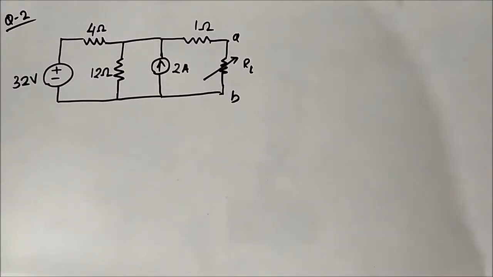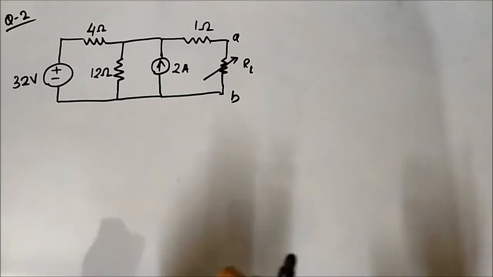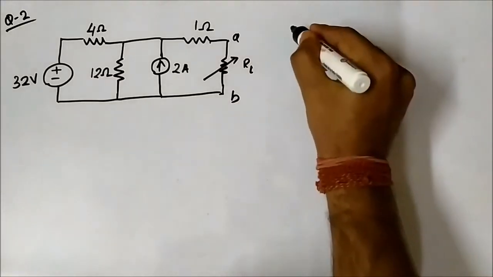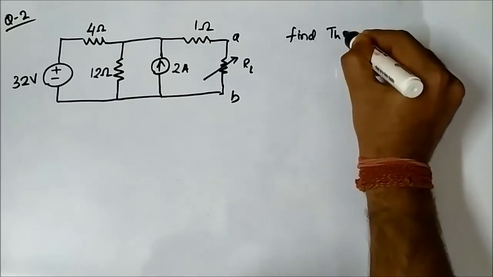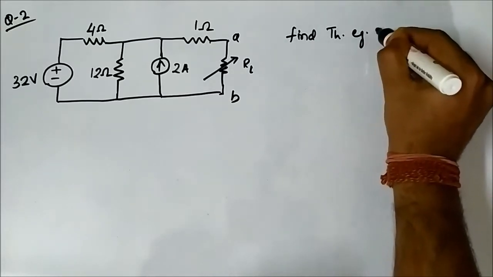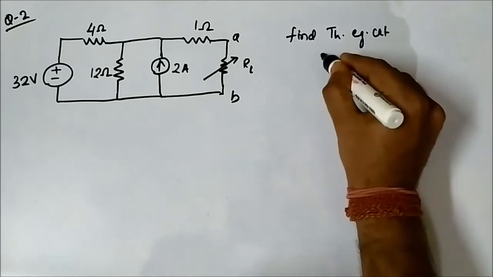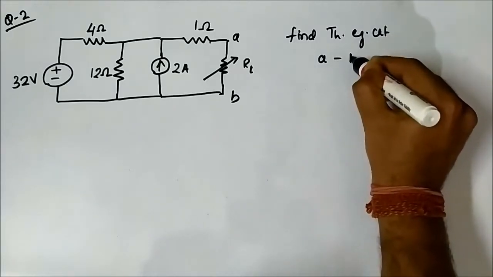Okay, so this is the second question related to Thevenin's theorem that we will discuss. We have already discussed one question and a basic introduction to Thevenin's theorem in the previous video. So this is the second question, and here the objective is to find the Thevenin equivalent circuit across points A and B.